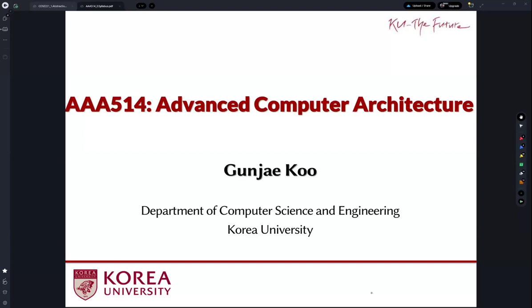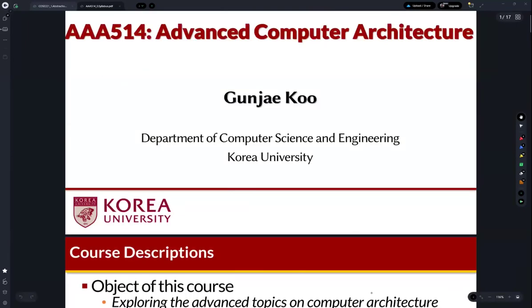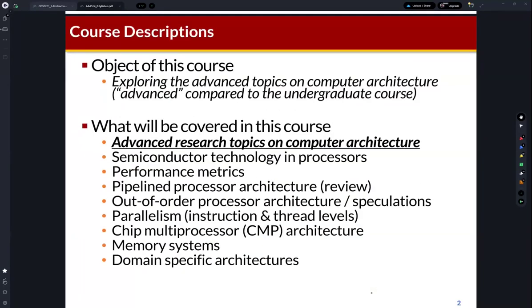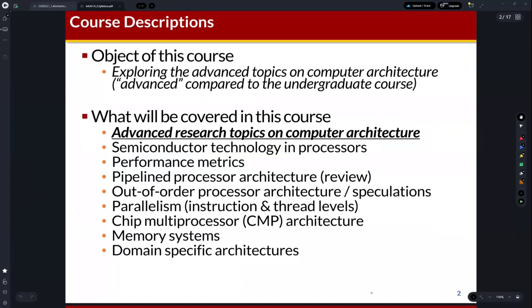So why did you select this course for some graduate courses? Actually, the name of this course is Advanced Computer Architecture, and I believe most of you already took the computer architecture course for undergraduate students. As you can see, you can find the name Advanced. So the difficulty and the topics covered by this course will be more advanced.